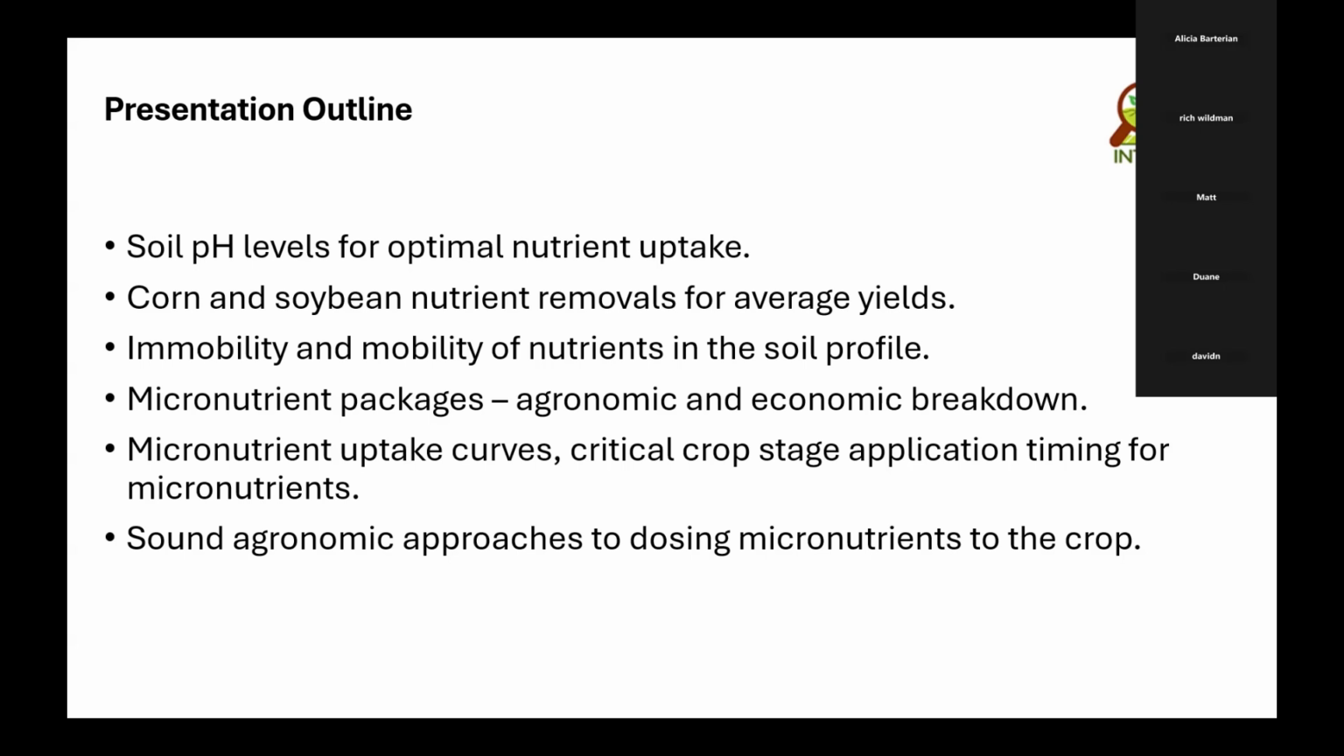Then we'll take a look at uptake curves. It's pretty critical to time these correctly for optimal uptake, a return on investment, and a bump in yield. And then lastly, we're going to talk about some sound agronomic approaches to dosing these micronutrients in our agronomic programs.